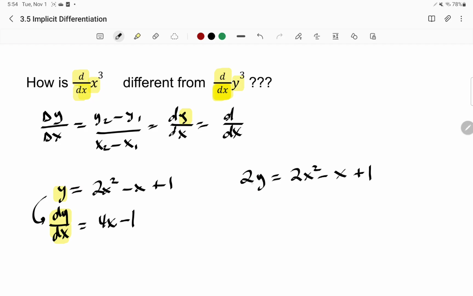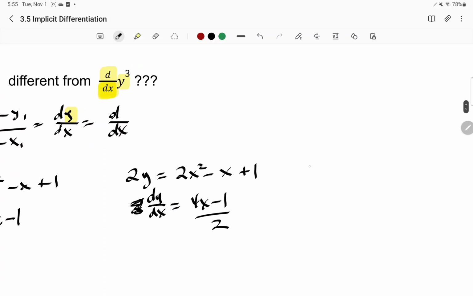So then, and this is a constant multiple rule, it's just going to be 2 times the derivative of y, which is dy dx, is equal to 4x minus 1. And then you would divide out that 2 to get dy dx by itself. So the derivative of y is dy dx.